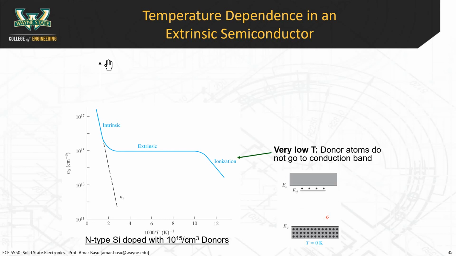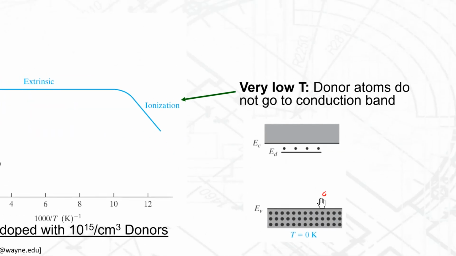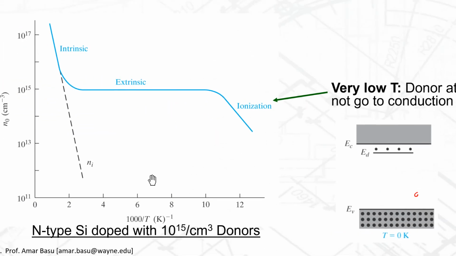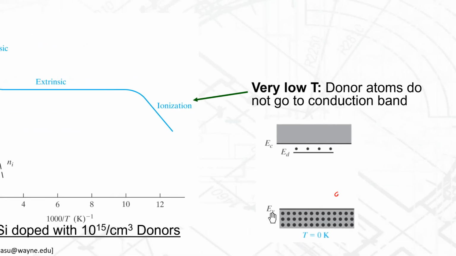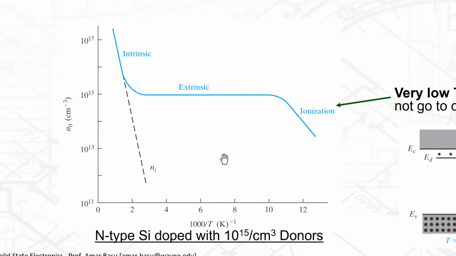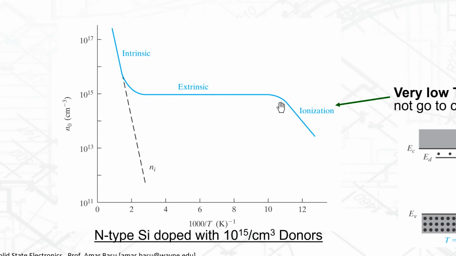At very low temperatures, this is what you have. You have an N-type semiconductor. Keep in mind, this is N-type silicon doped with 10 to the 15th column 5 elements, phosphorus. So this is what your energy band diagram looks like at 0 Kelvin. You have the donor level, and those donor levels are occupied by electrons. At 0 Kelvin, there's not enough energy for these electrons to go into the conduction band. So that is why the electron concentration drops at very, very low temperatures.